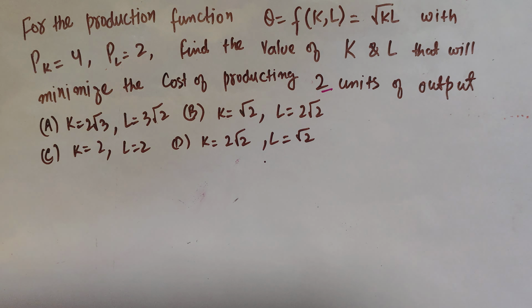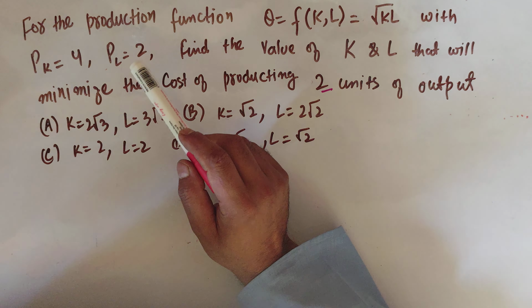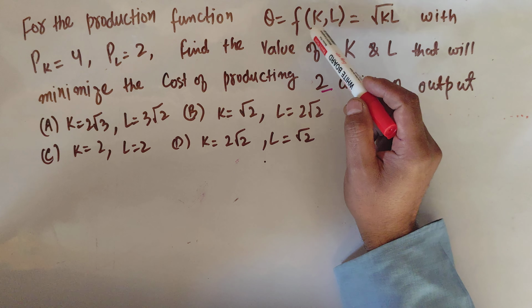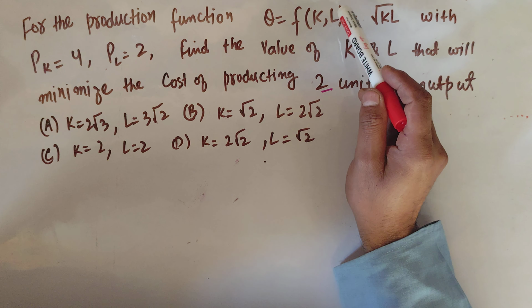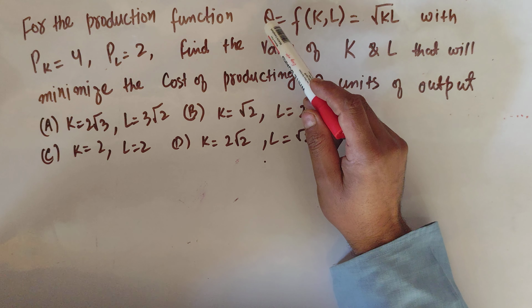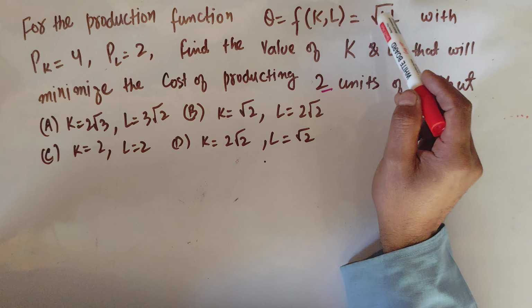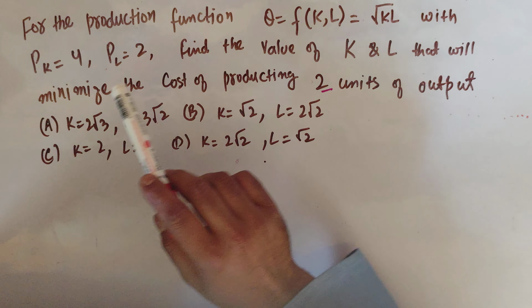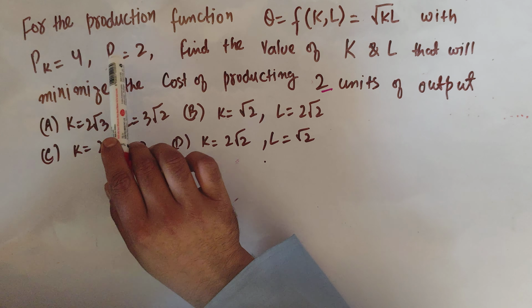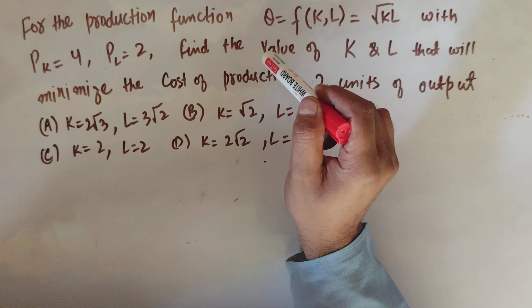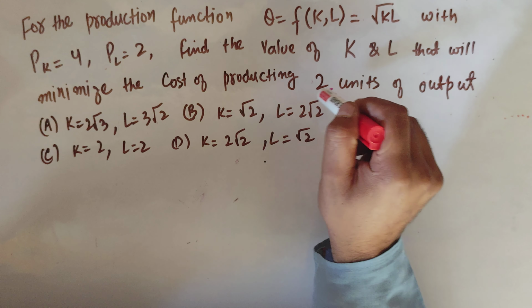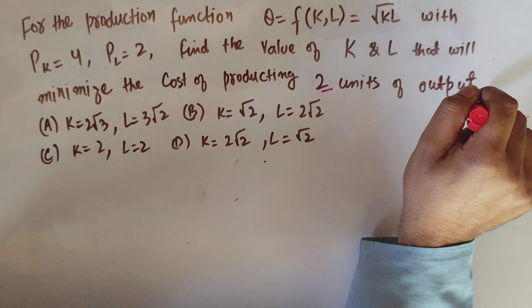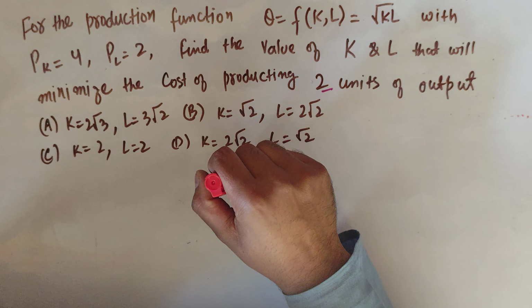In this video, we will solve a question on constraint optimization. The question is, for the production function Q = f(K, L), K and L are the units of input required to produce Q units of output, which is equal to the square root of KL. With the price of capital being 4 and the price of labor being 2, we have to find the values of K and L that minimize the cost of producing 2 units of output. Options are given, and we need to find the correct option.